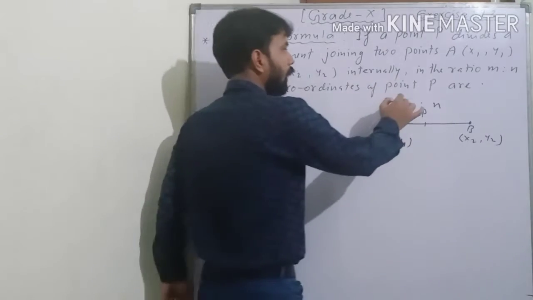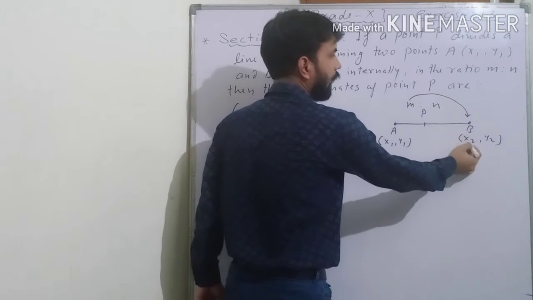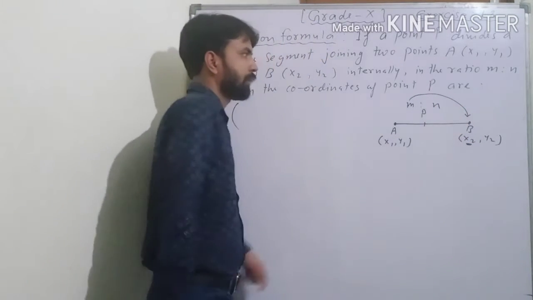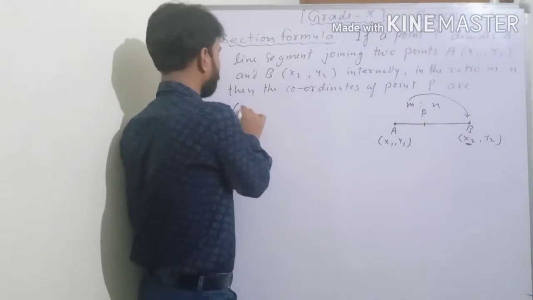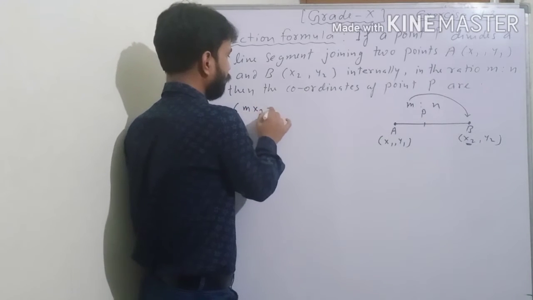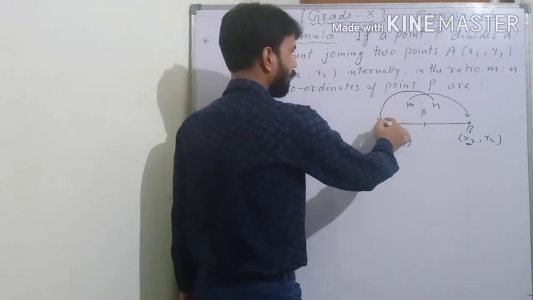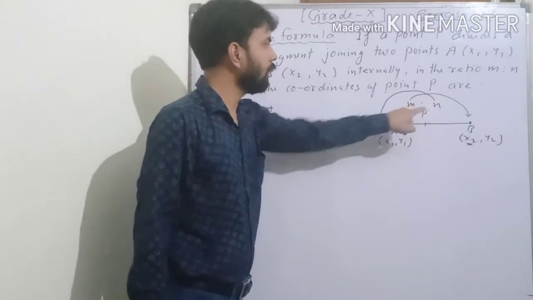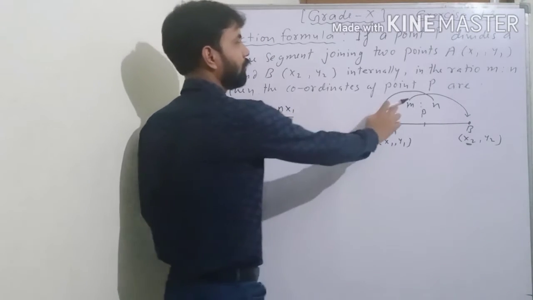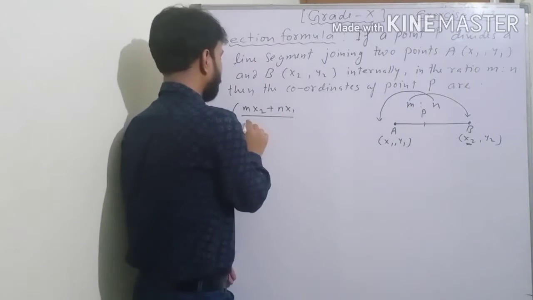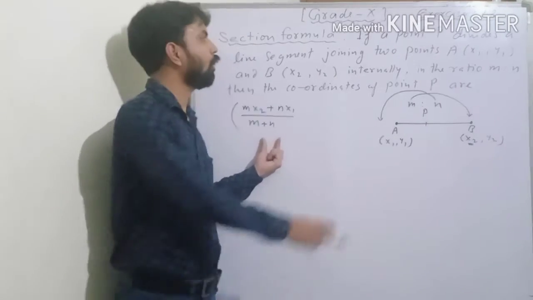Then the coordinates of point P are. What we will do? The very first point of the ratio, means m, is multiplied by the abscissa of the second point, that is mx2, plus this n is multiplied by the abscissa of first point, nx1, upon sum of the ratios. M is to n is there, so its sum is m plus n. Clear? This is the abscissa of point P.